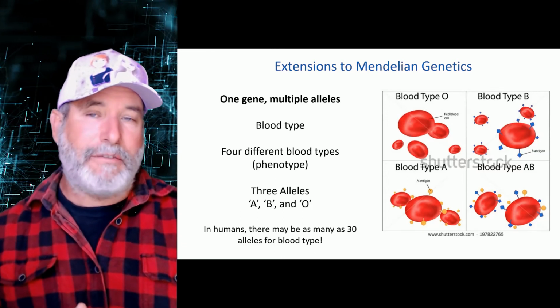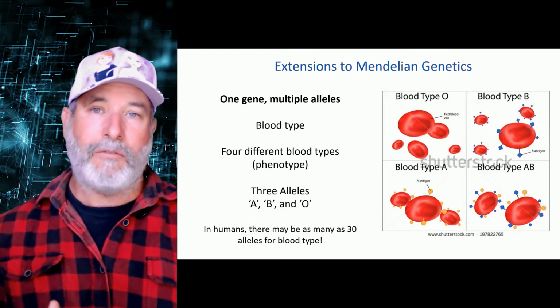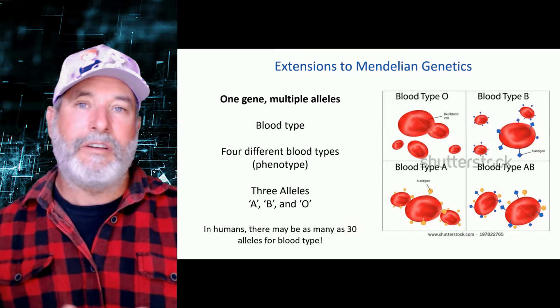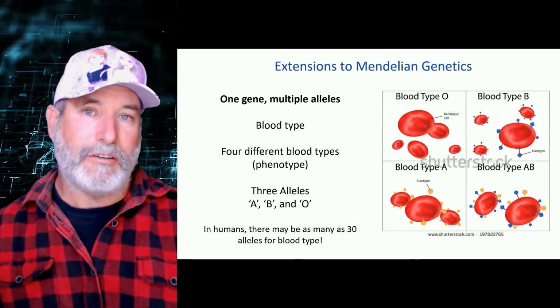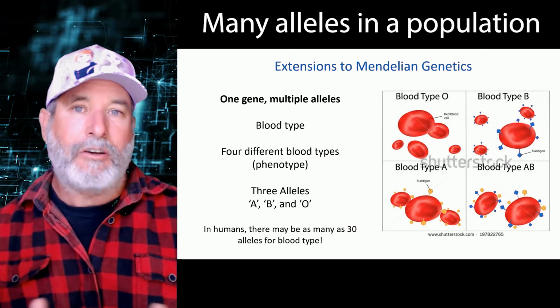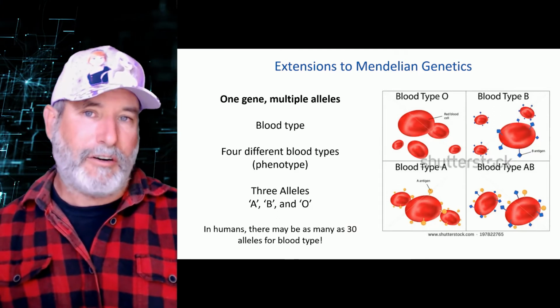So we have a lot of extensions to Mendelian genetics. And like I said, Thomas Hunt Morgan was the first to show how complicated genetics is. One of them is you don't have to have just two alleles. You could have many alleles. Great example, A, B, and O blood type. Those are 3 different alleles.